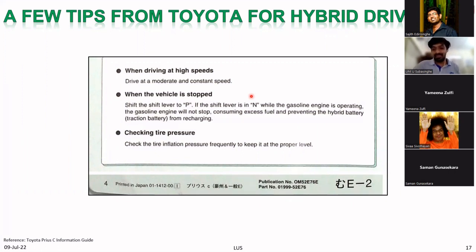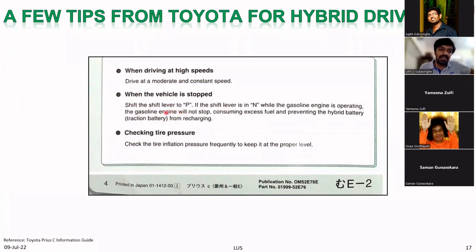If the air is at 26 degrees Celsius, that means we are pushing cool air into the hybrid battery, so the heat transfer from the battery to the air will be very efficient, and the battery pack can be cooled down very easily. So that is one advantage of keeping the air conditioner running, in order to improve the lifespan of the hybrid battery.